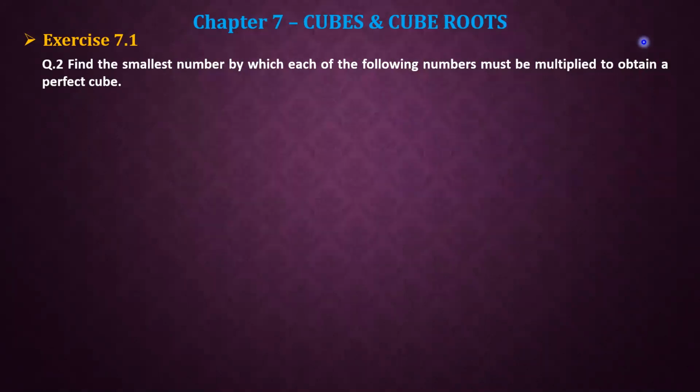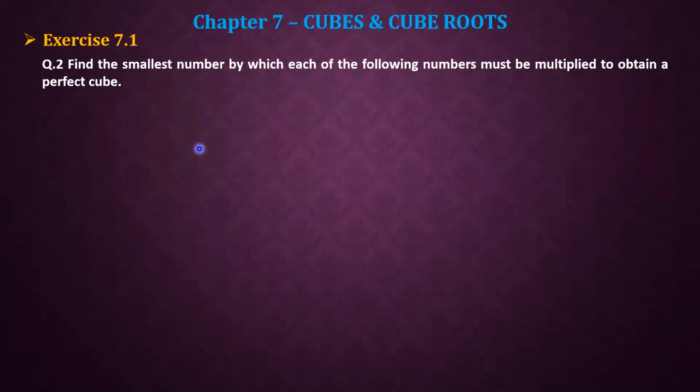So the second question is like this: find the smallest number by which each of the following numbers must be multiplied to obtain a perfect cube. That means the given number is definitely not a perfect cube, and we have to obtain one particular smallest multiplier by which we can obtain a perfect cube number. By multiplying that particular number, that smallest number, we are going to obtain it.